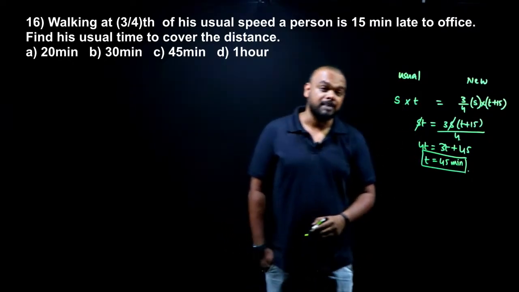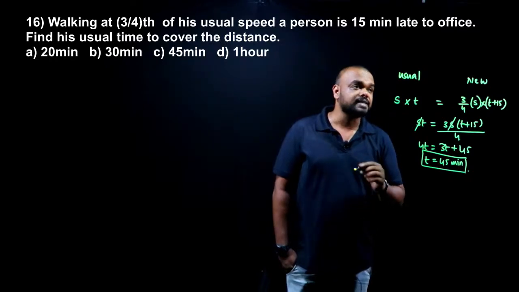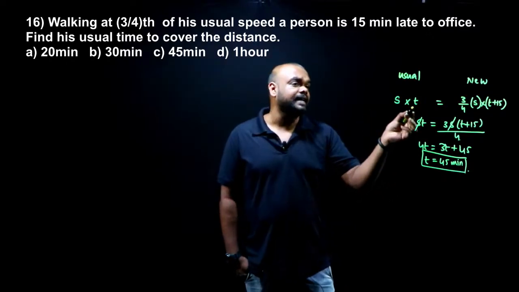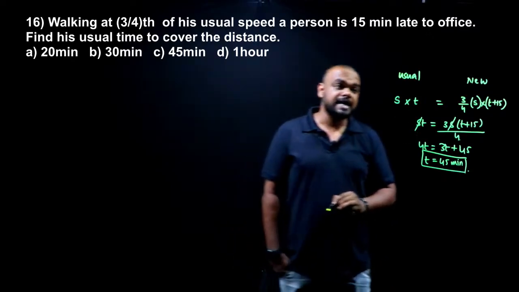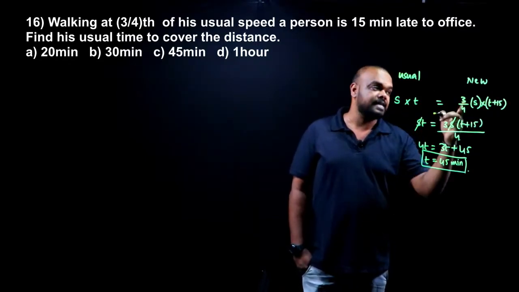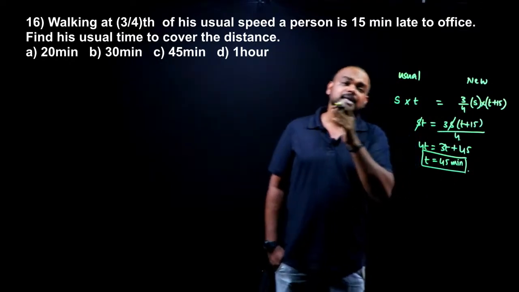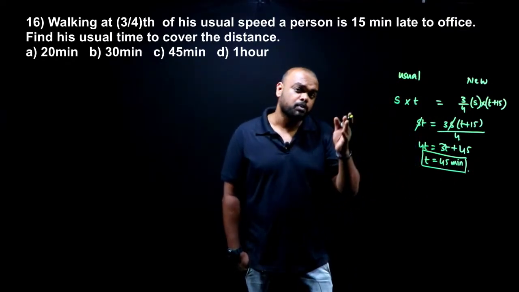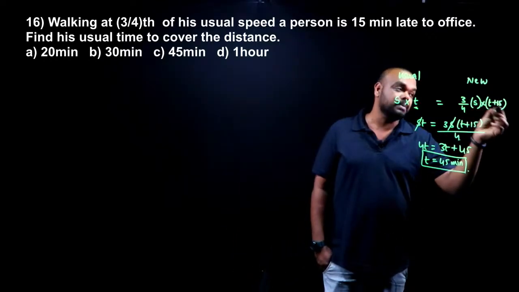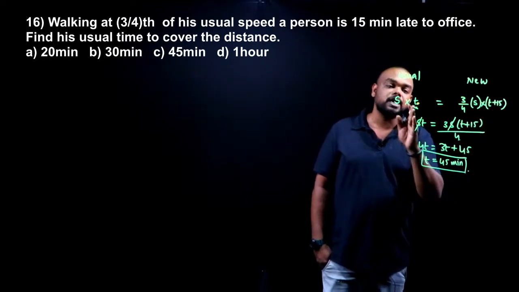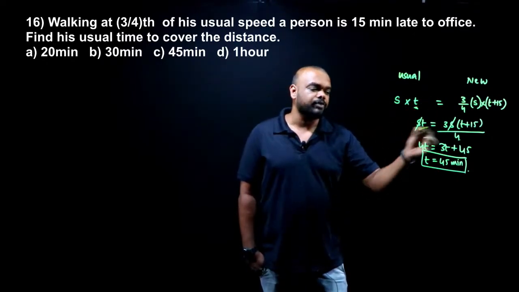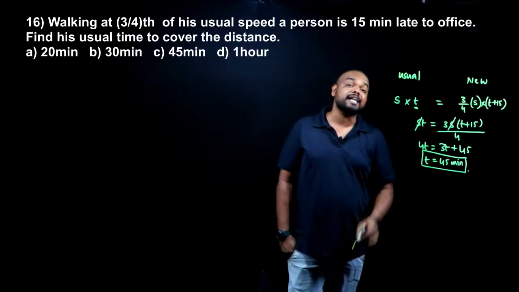I am repeating this question one more time. Listen. See, there are two different cases here. One is usual, another one is new. Usually, let us assume he travels at speed s and takes some time t. And now he is walking at 3/4 of the usual speed. Usual speed is s, so that's why 3/4 of s. He is 15 minutes late to the office. It means he will take 15 minutes more than the usual time. Usually he takes time t, now he is taking 15 minutes more, that is t plus 15. We know speed into time is distance, and in both cases he is traveling the same distance. So we can equate them. If you solve that, you will get t equal to 45 minutes. That is one answer.